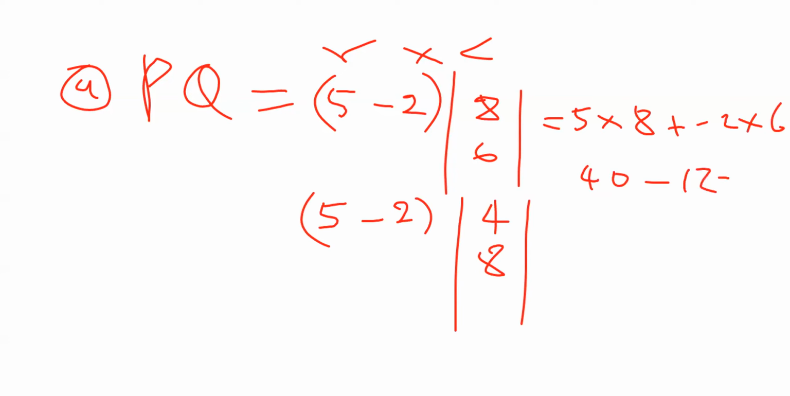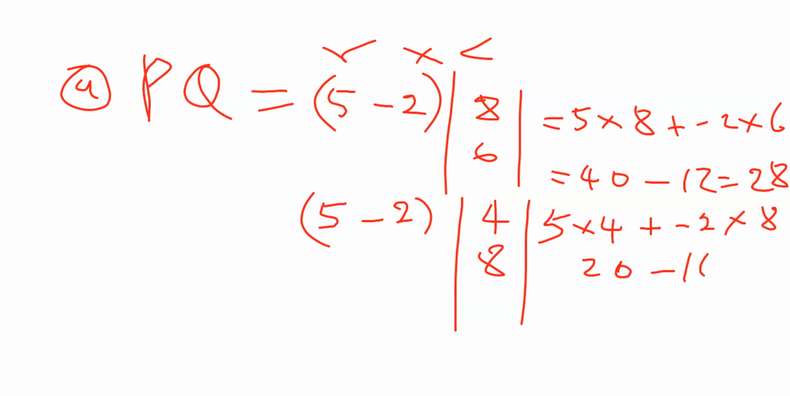I will now have 28. This one will now be 5 times 4 plus minus 2 times 8. This will be 20 minus 16. Result to be 4. Are you there? Yes. Okay. So did you understand that the first row of matrix P will multiply the first and second column of matrix Q?